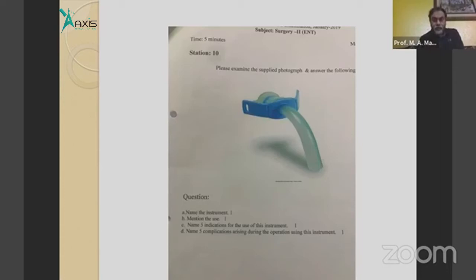Now, name 5 complications, the same we discussed. Complications of tracheostomy: don't forget surgical emphysema. Surgical emphysema is an important complication of tracheostomy. And injury to the esophagus, recurrent laryngeal nerve, blood vessel injury causing hemorrhage.